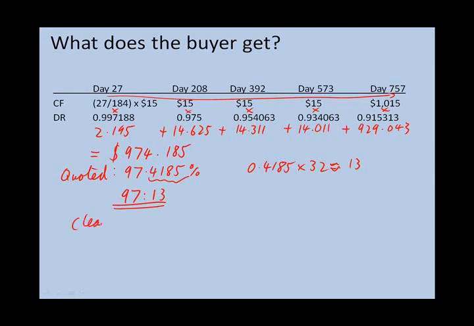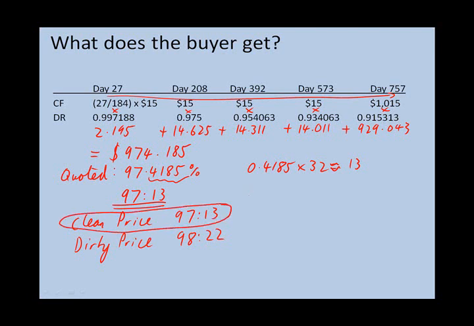We would call this the clean price. The clean price is 97.13. The dirty price, which is the price you actually pay, is what we calculated previously, 98.22. If you look in the Wall Street Journal or on Bloomberg, the price that's quoted is always the clean price. This is the convention they use. So remember that when you look at Bloomberg or the Wall Street Journal, the quoted values are for clean prices, but the dirty price is the price that you will actually pay.